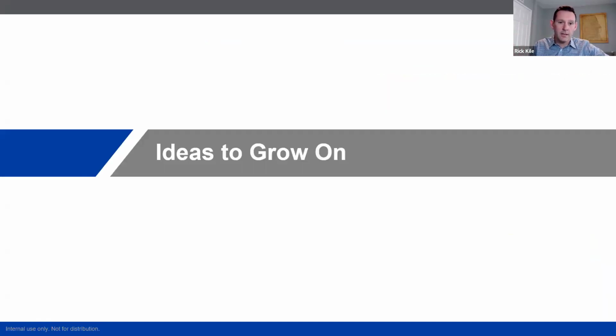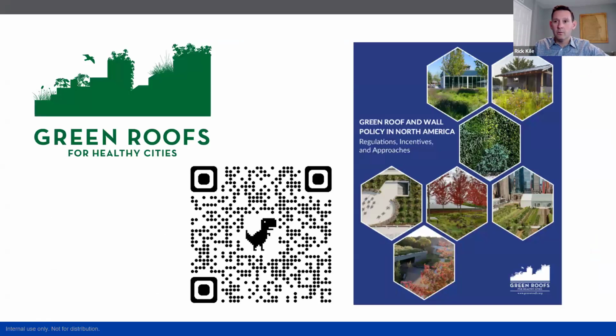So a couple ideas to grow on here. One, I would implore you, because I'm guessing we have people from all over the country and potentially Canada, to take a look at this green roof and wall policy guide from Green Roofs for Healthy Cities. It's a great guide to learn about policy in your area that might help drive vegetated roofs or incentives, so they allow you to be a little bit better asset in terms of advocating for a vegetated roof on your project.